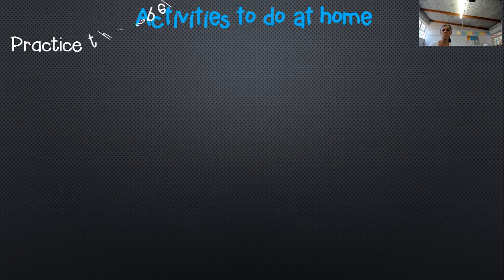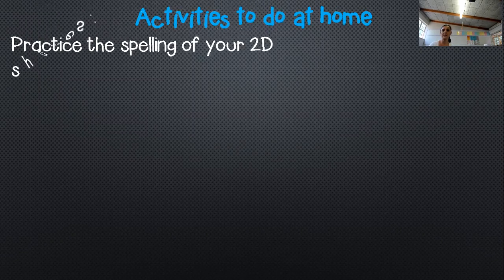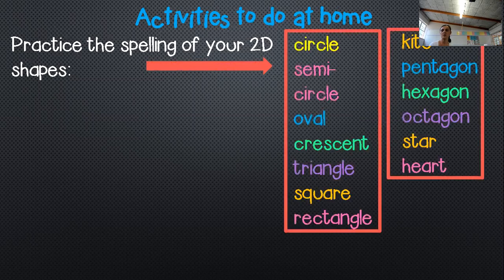Okay, grade 2. So some activities to do at home. I want you to practice the spelling of your 2D shapes. These are the 2D shapes we do. Circle, semicircle, oval, crescent, triangle, square, rectangle, kite, pentagon, hexagon, octagon, star, and heart.